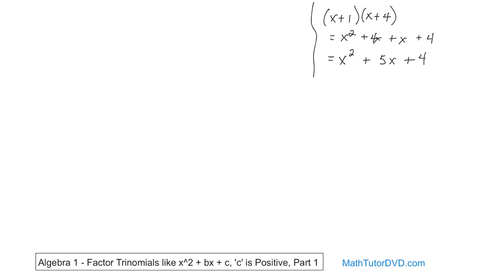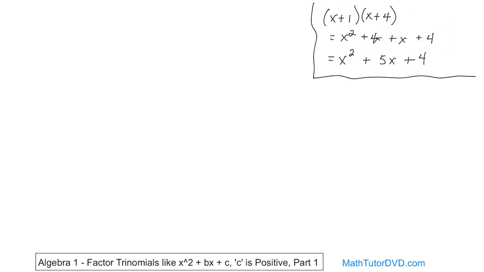So I want you to keep that in the back of your mind. You should know this. If you don't have any idea what I'm talking about, if you don't know why we multiply it this way to get this answer, then you need to back up the truck and go back to multiplying binomials together. Because in this section, we're going to be going backwards. So you already know how to take these and multiply them to get this.